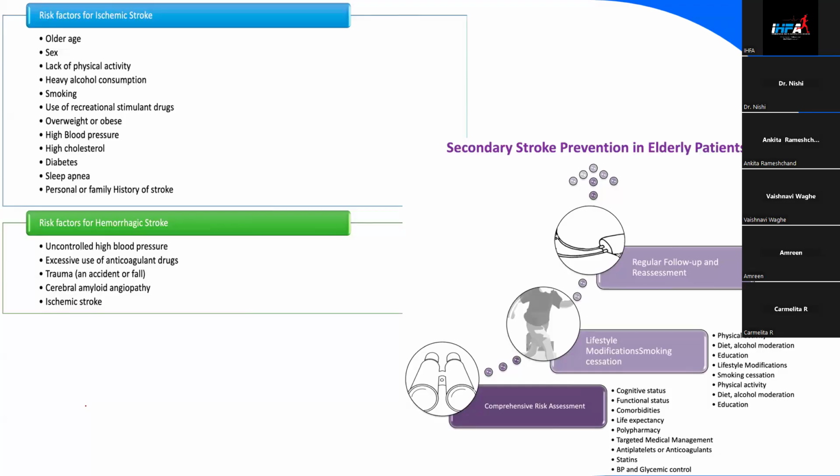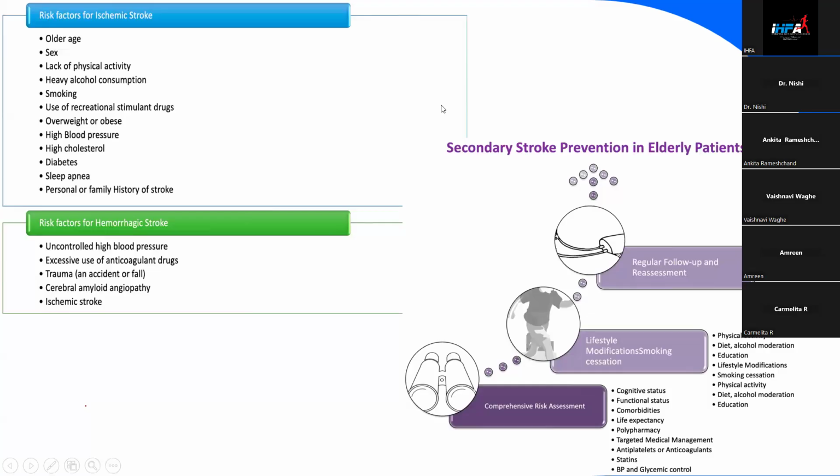Now, what is secondary prevention? Secondary prevention is for patients who have developed stroke, and now you have to treat them. You have to make sure that a second attack of stroke doesn't happen. So in secondary stroke prevention, the major things to see are comprehensive risk assessment, assessing the patient in detail, and medical management, which is very important. Second is lifestyle management, and third is regular follow-up and reassessment. Everyone clear? Yes, ma'am.